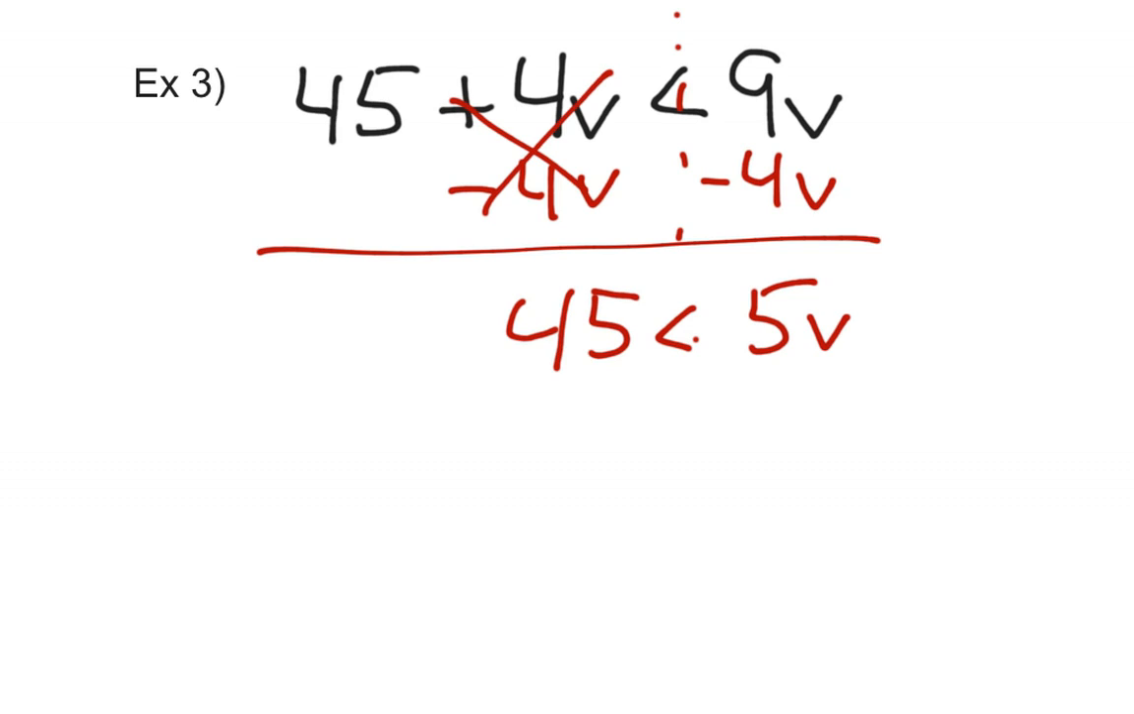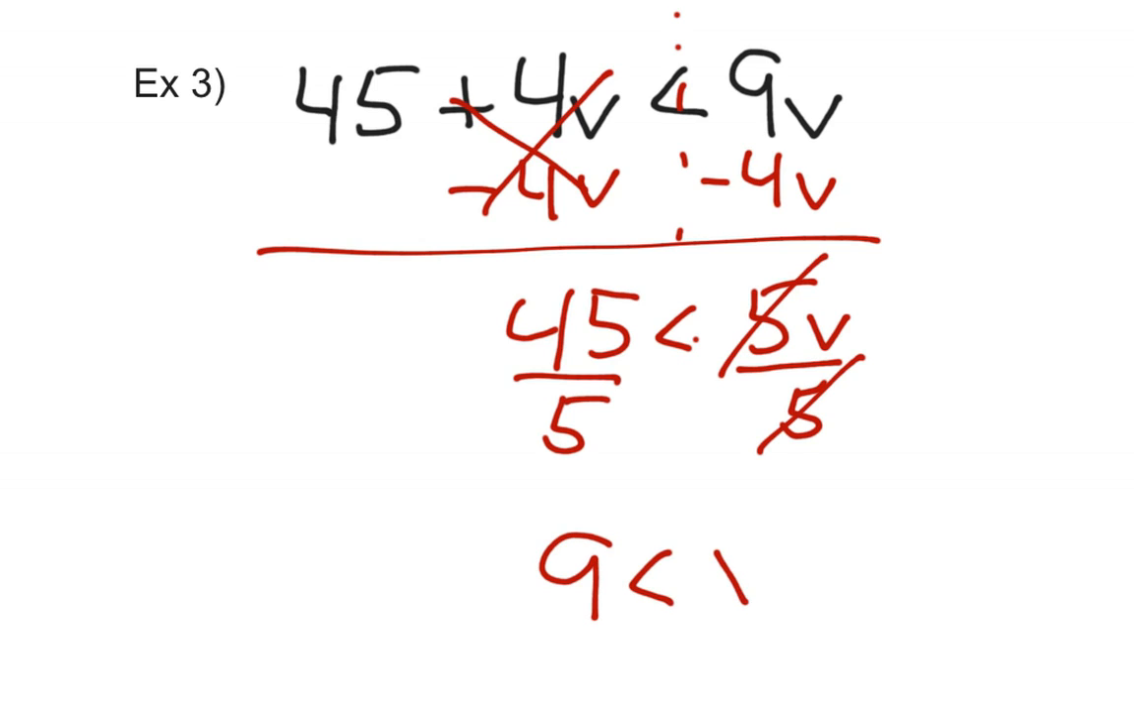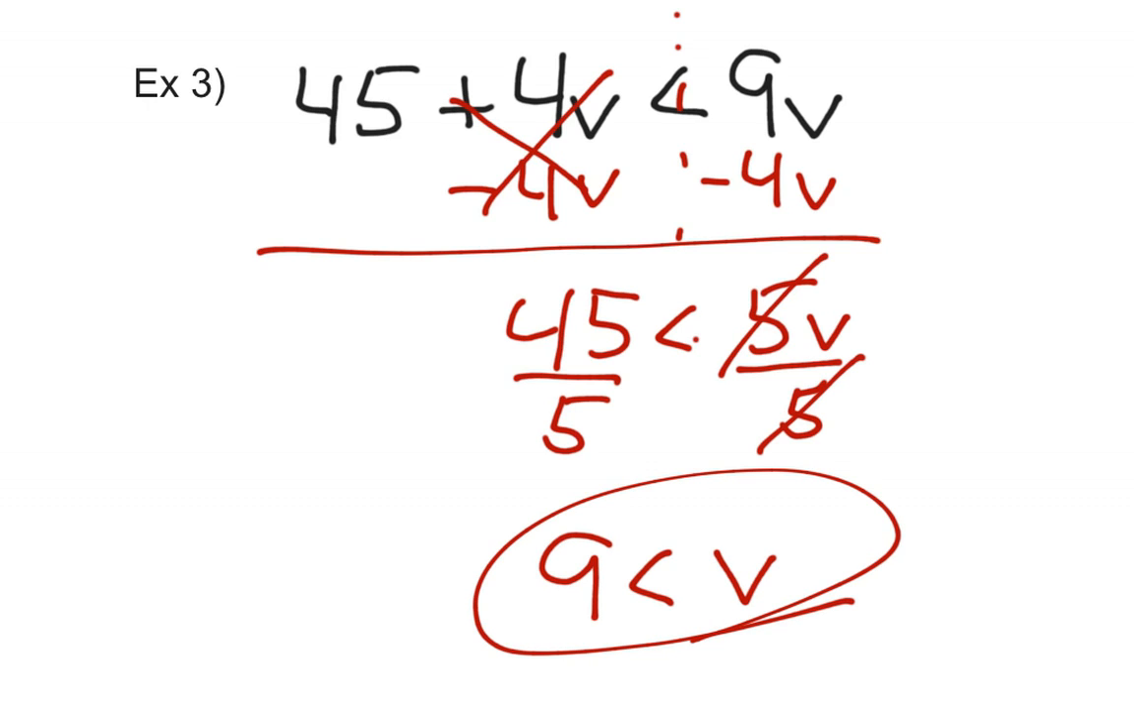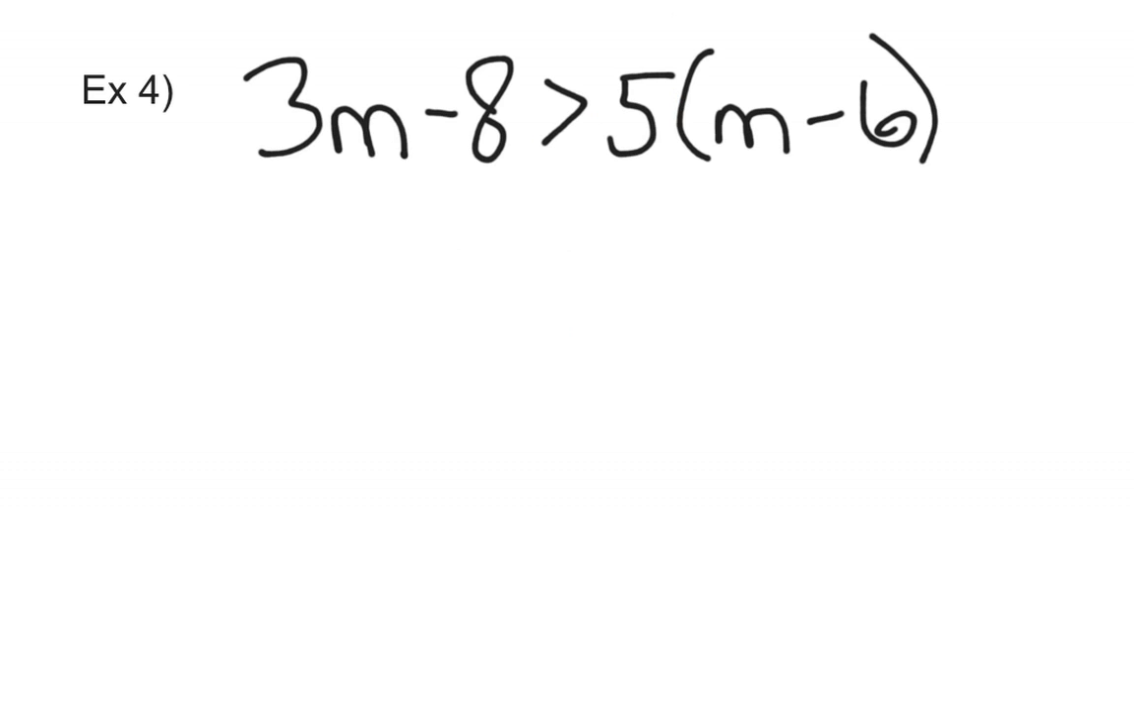Now since that's a 5 times v, I get rid of that by dividing by 5. They slash kill. Divide by 5 on the other side, which gives me 9 is less than v, or v is greater than 9, depending on which way you want to read it. That's my final answer, so I'll go ahead and circle it.